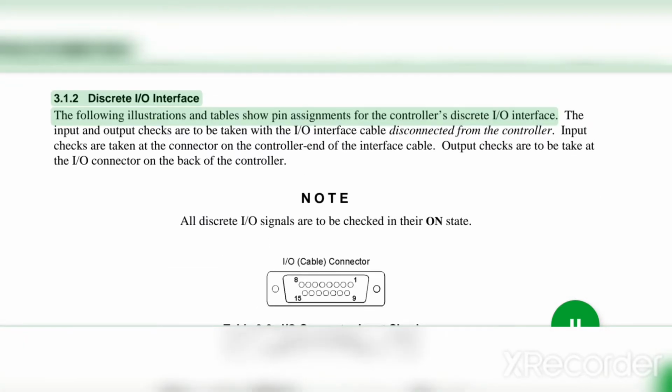Test and verification, 3-2. 3.1.2 Discrete I/O interface. The following illustrations and tables show pin assignments for the controller's discrete I/O interface. The input and output checks are to be taken with the I/O interface cable disconnected from the controller. Input checks are taken at the connector on the controller end of the interface cable. Output checks are to be taken at the I/O connector on the back of the controller. Note: all discrete I/O signals are to be checked in their on state.